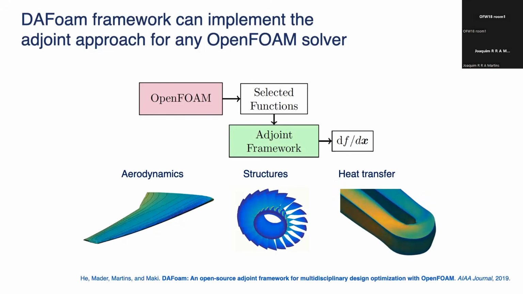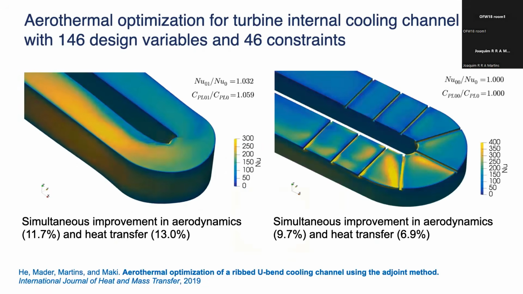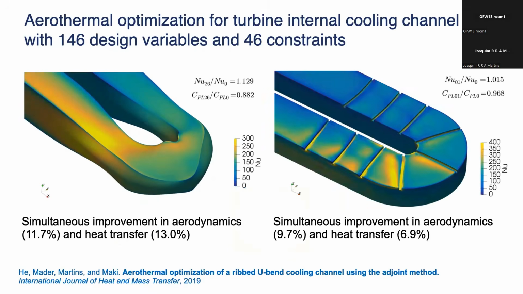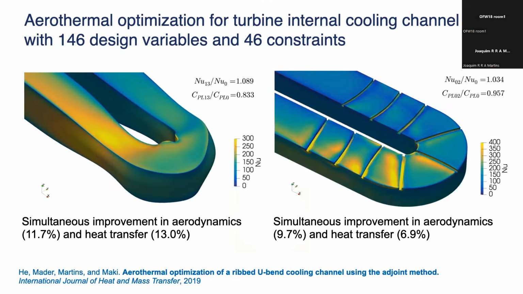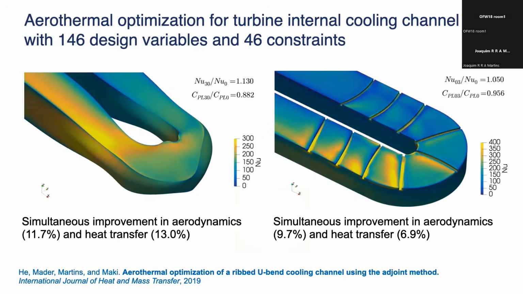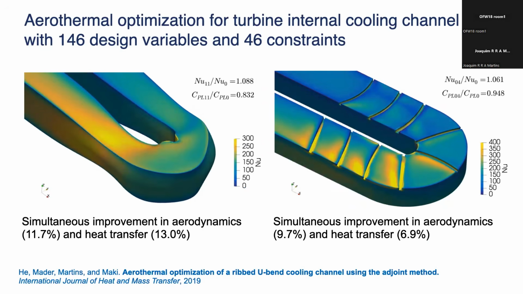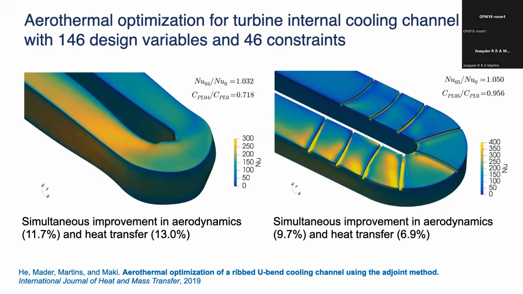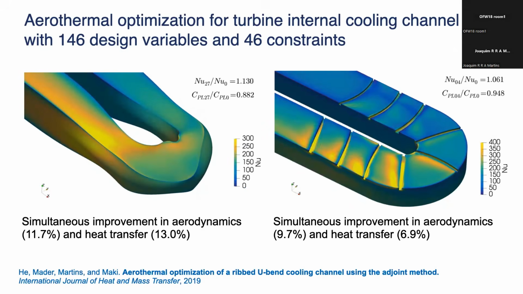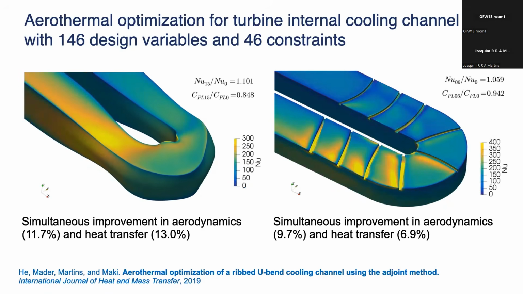All right. So the whole idea is DAFOAM is this framework that can do it automatically. And thanks to that, we solved some aerothermal optimization problems. So this is a cooling passage, and there's typically a trade-off between the aerodynamic performance, so the pressure drop, versus the thermal transfer. And you can see on the left, there's a simultaneous improvement in both measures by changing the shape. On the right, the shape is fixed, but we're changing the ribs, the orientation of the ribs there, right? So these optimizations were done fully automatically, all right?